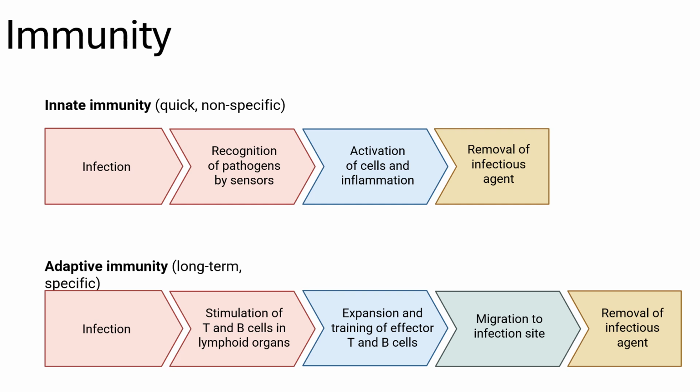Adaptive immunity, also called specific immunity, is for your long-term defenses. And that's because it creates memory cells. What also differentiates adaptive immunity from innate immunity is the stimulation of B and T cells. These very specific lymphocytes respond to a very limited number of epitopes. And these lymphocytes are also capable of migrating to the infection site to perform pathogen clearance.